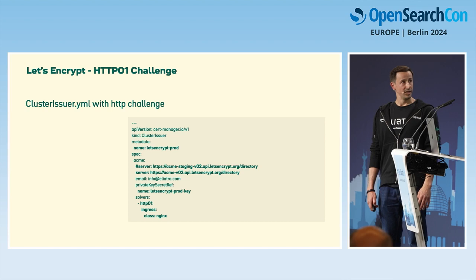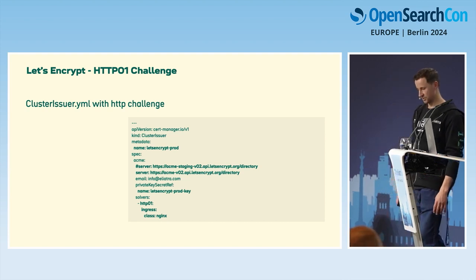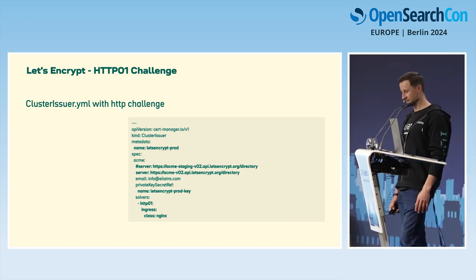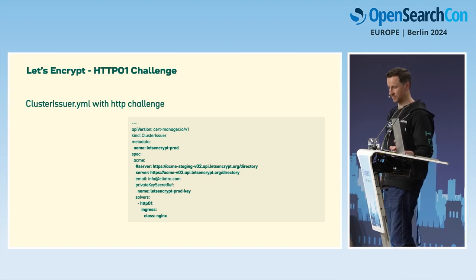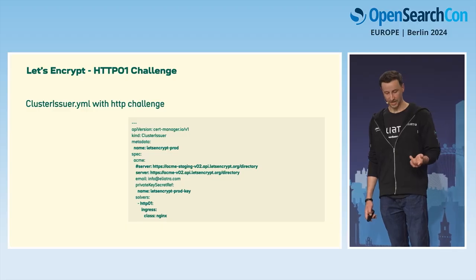Then we move on to the HTTP challenge. So again, two-step process every time. Cluster issuer, then the certificate. In this case, the cluster issuer, we will name it Let's Encrypt prod. Great. Then we have the prod and the stage ACME servers.